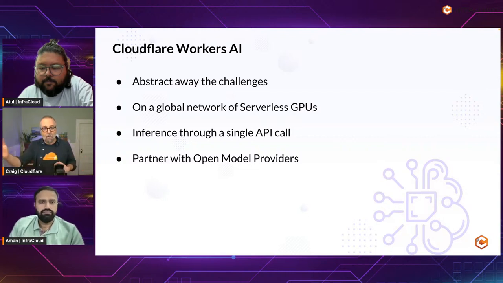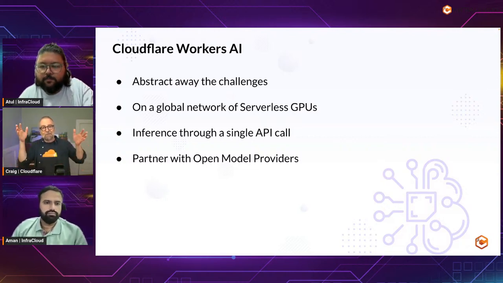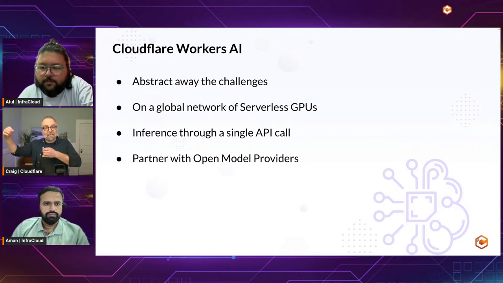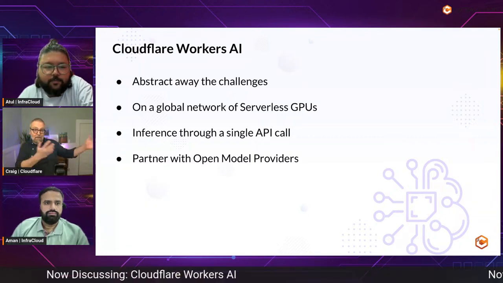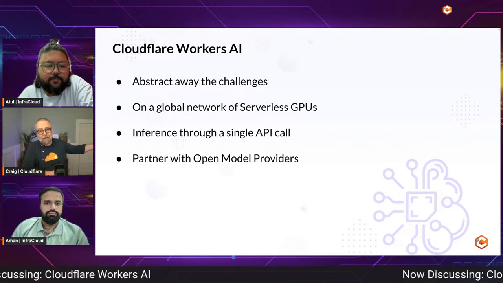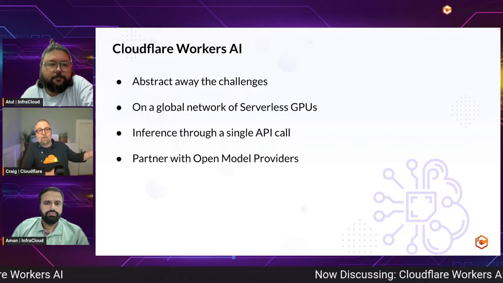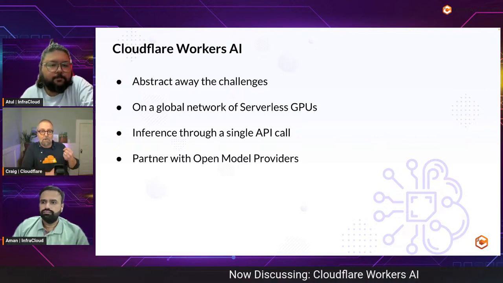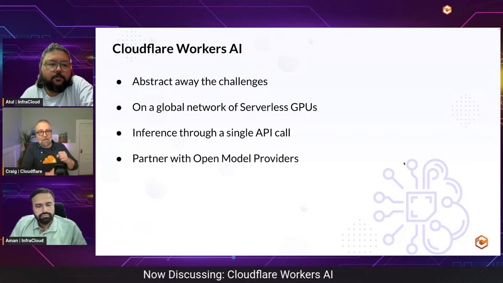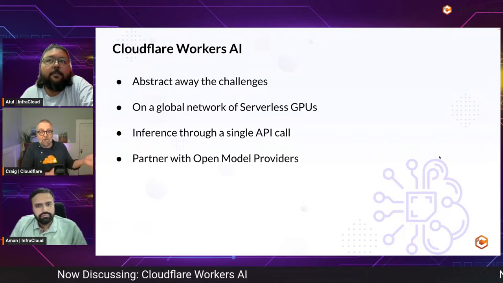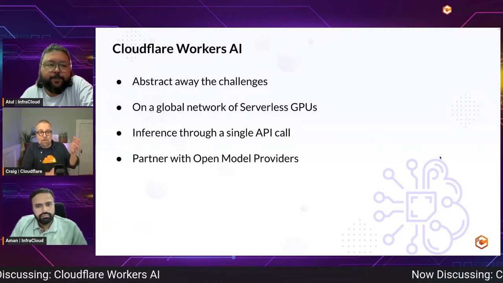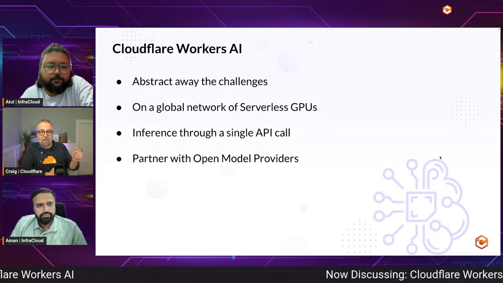What we're going to do is access these serverless GPUs through a single API call. You can hit it through a REST API, but you can also hit it from within our network. So within this global network, you can hit it, and it's fast. No matter where your users are coming from, we're thinking about that. We're trying to manage that latency and think about where that is.